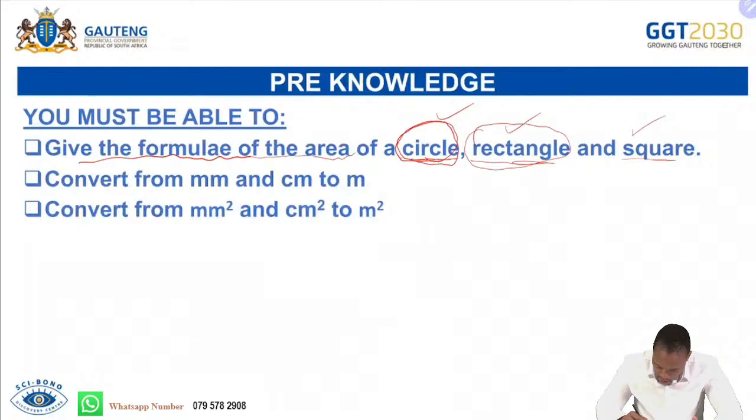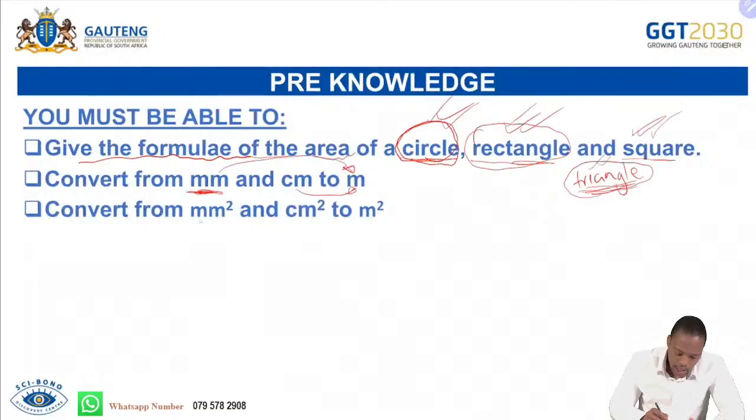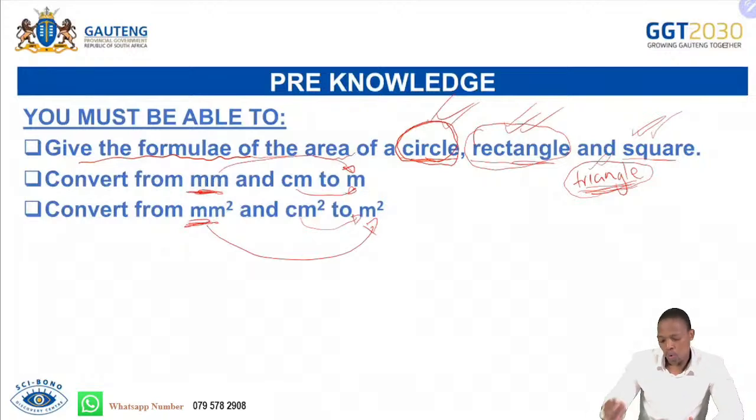And if you already know the circle, the rectangle, and the square, just to be on the safer side, also know the triangle. This one has never been asked before, never come across a solid that was a triangle. However, the exam guideline does not say that they will never ask a question where the solid is a triangle. You must also be able to convert from square millimeters to square meters, and also square centimeters to square meters.